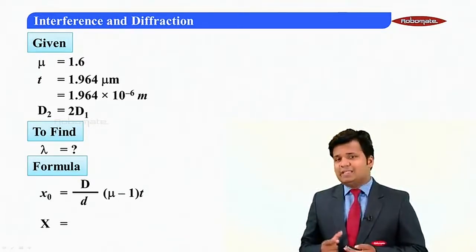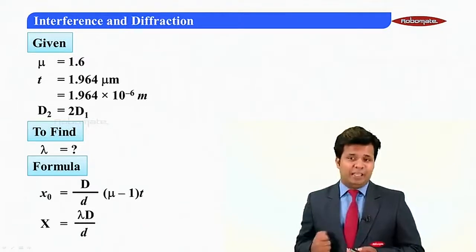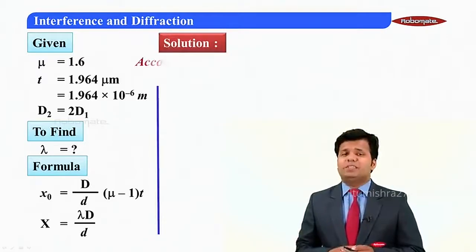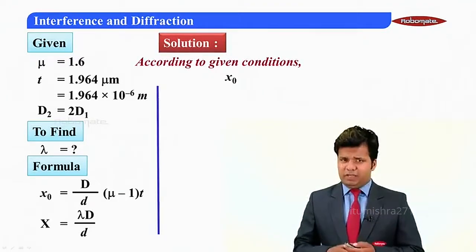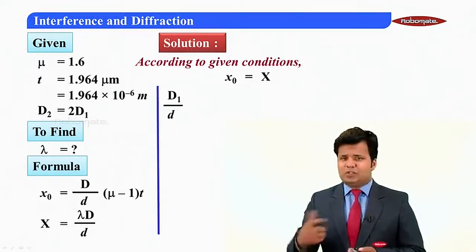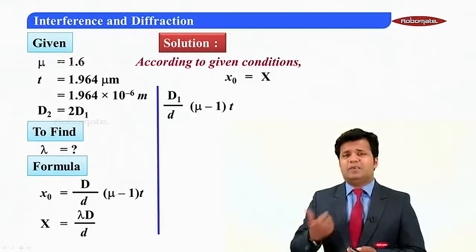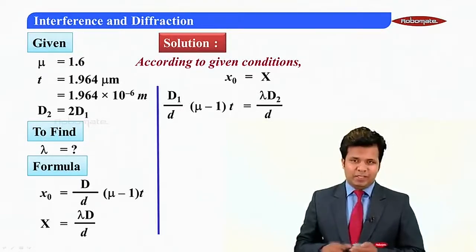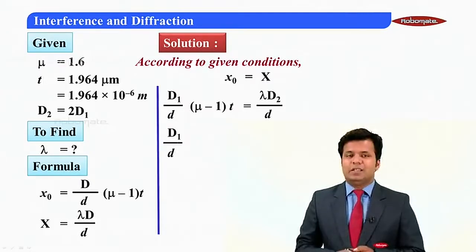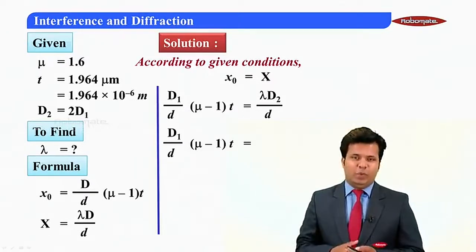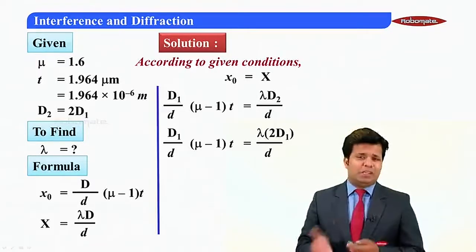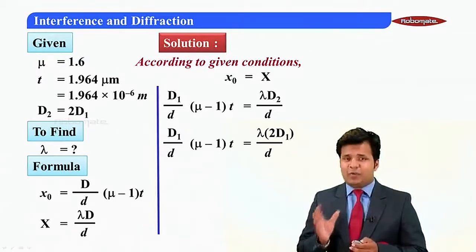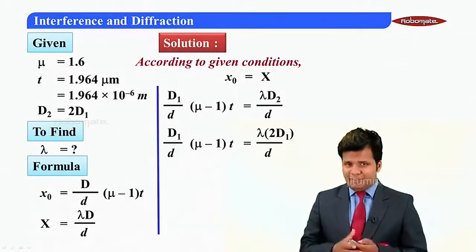Also, x is going to be lambda D by d. The concept is x naught is always equated to x. So I would begin the solution with this same criterion. According to the given condition, x naught would be equated to x. So I would say that D1 upon d times (mu minus 1) t is now equal to lambda D2 by d. D and small d would get cancelled. D2 would be substituted as twice D1 here, and I would substitute all the values which are known. The only unknown in this particular sum right now is lambda. So we would be getting the value of lambda here.